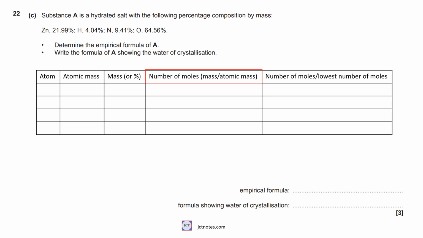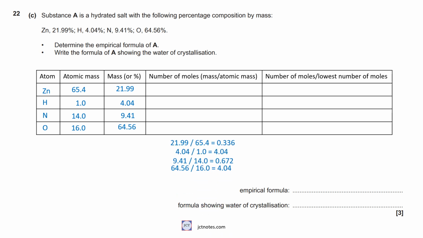In the fourth column I calculate the number of moles by dividing the mass by the atomic mass. In the last column, I divide each number obtained in the previous column by the lowest number obtained in the previous column. The first and third columns are filled with the data of the problem. The second column is filled with data from the periodic table. The fourth column is the division between the third and the second.